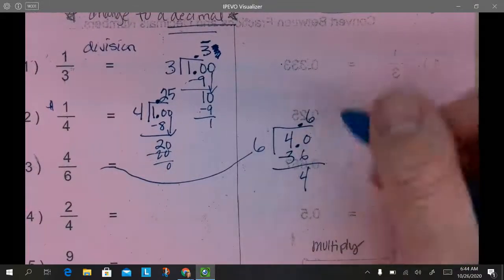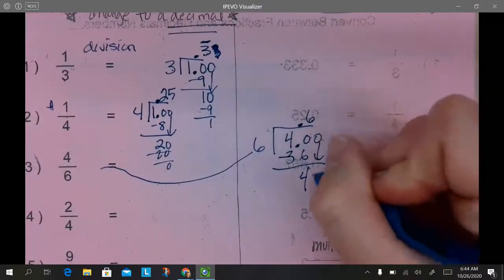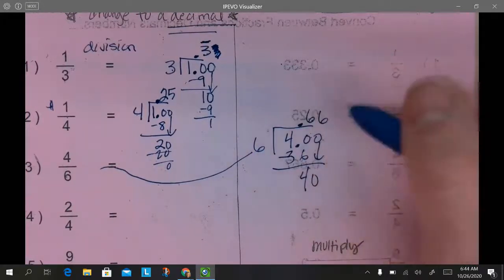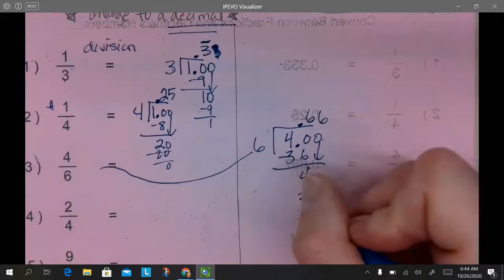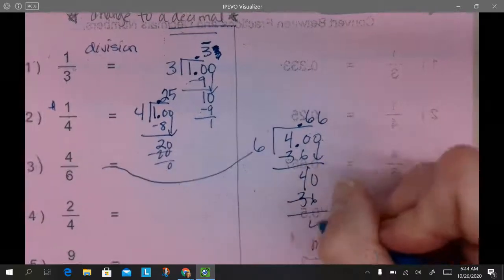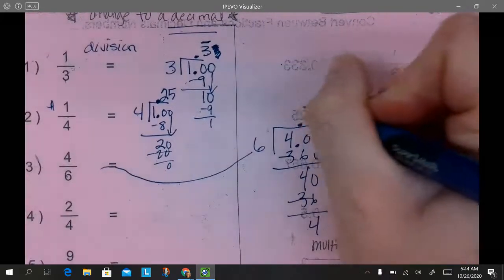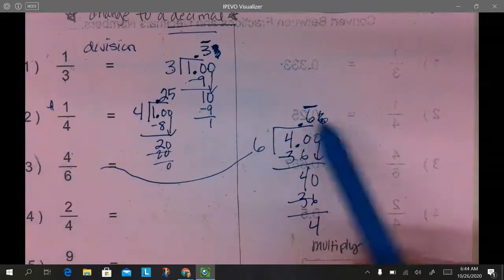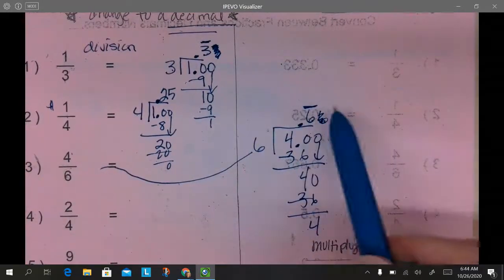You can't have a remainder of 4, right? So you have to add another 0. How many times does 6 go into 40? 6. This is going to happen once again where you have this repeating decimal, right? So you get rid of that and you put a bar over that. So 4 over 6, or 4 divided by 6, equals 0.6 with a bar over it. Okay?